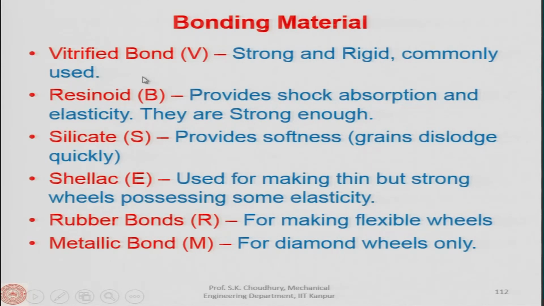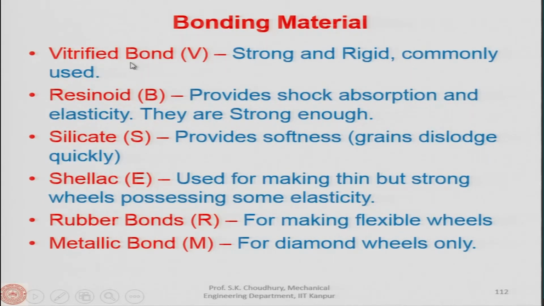In the bonding material, there are various bonding materials, particularly these 6 bonding materials I have noted down. These bonding materials are vitrified bond, resinoid, silicate, shellac, rubber bonds and the metallic bond. These are the most important binding materials which are used in case of the grinding wheel.